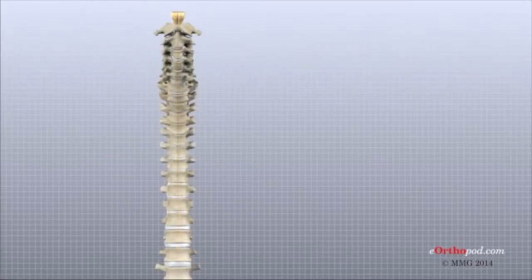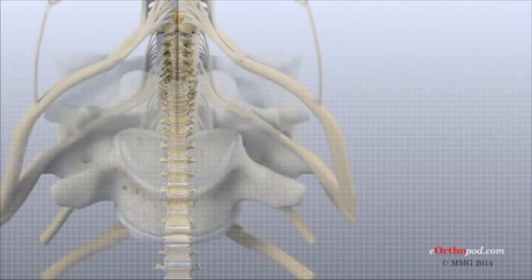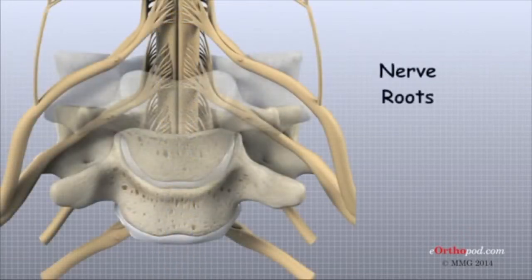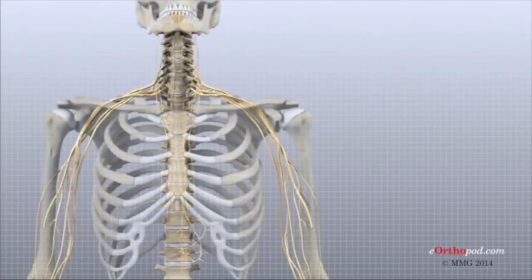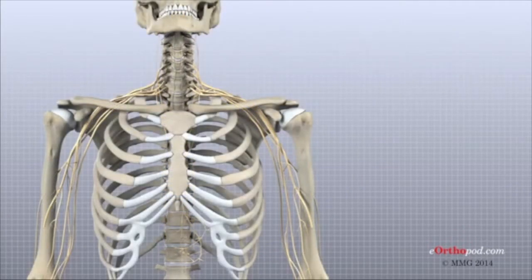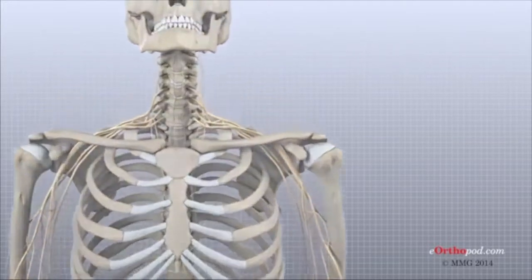The spinal cord is made up of millions of nerve fibers. Two large nerves called nerve roots branch off the spinal cord at each level where two vertebrae come together, one on the left and one on the right. These nerve roots branch into the nerves that travel into the upper extremities, upper body, and to certain organs.